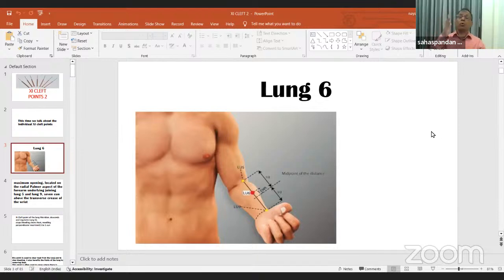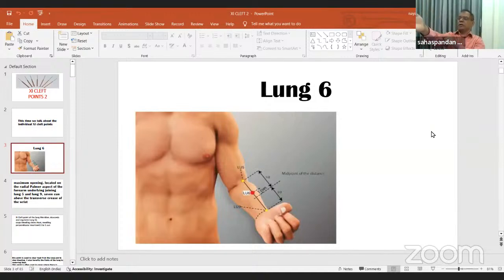This is the radial side of the forearm, and this is the palmar side, and this is the dorsal side. So this point is located on the radial side and the palmar aspect of the forearm, on the line joining LU5 to LU9. LU5 is at the cubital crease, the center of the elbow, and LU9 is at the wrist.